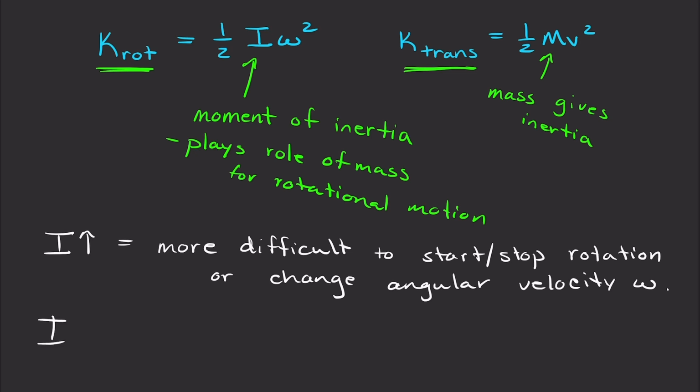If you have a lower I, a smaller moment of inertia, that means that it is easier. Okay, so it's easier to get something to rotate if it has less moment of inertia that's resisting those changes to its rotation. So let's talk a little bit more about moment of inertia.